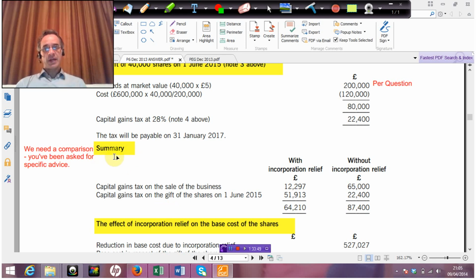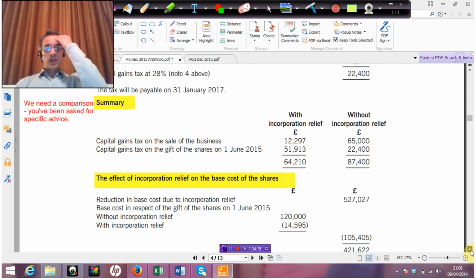You'll see that he's made it very clear within his answer, this is a summary. Now, within each summary, we're going to have two parts, because obviously we've got two separate transactions. We've got the sale of the business, and then we've got the subsequent gift of the shares. So all we had to do was just to total the figures and really compare them to each other. Yeah, so we've got with or without. Okay, you can see that there's a marked increment for without incorporation relief.